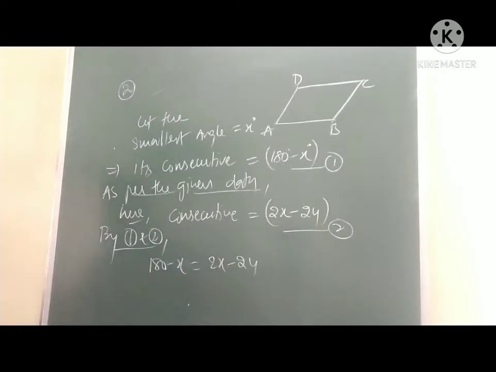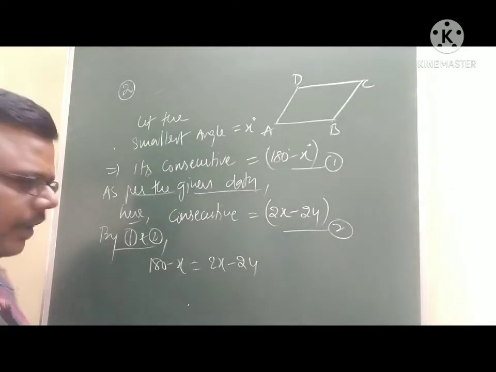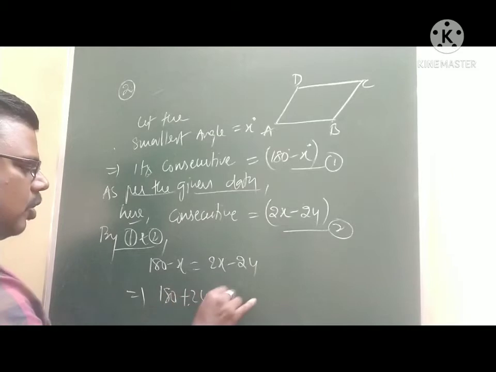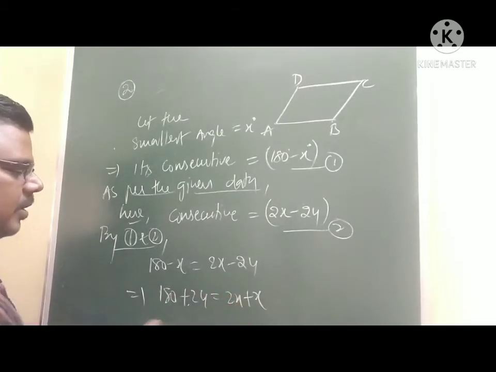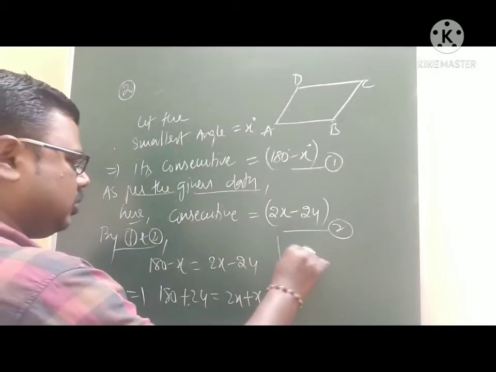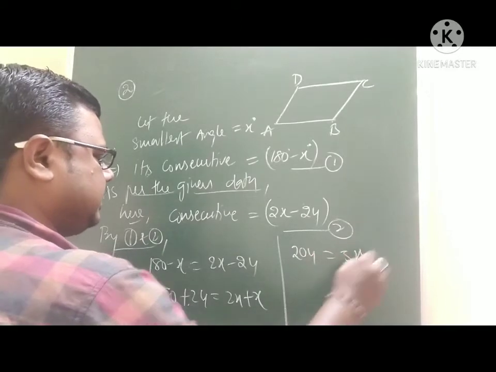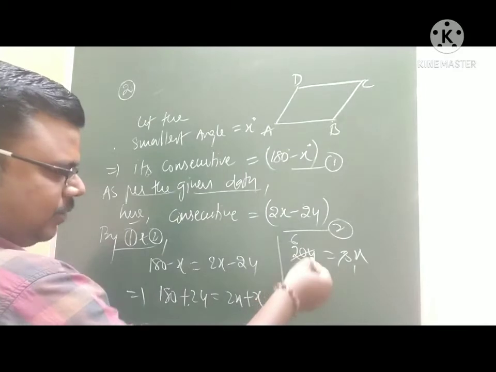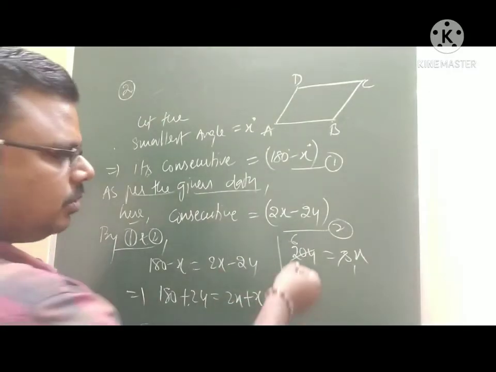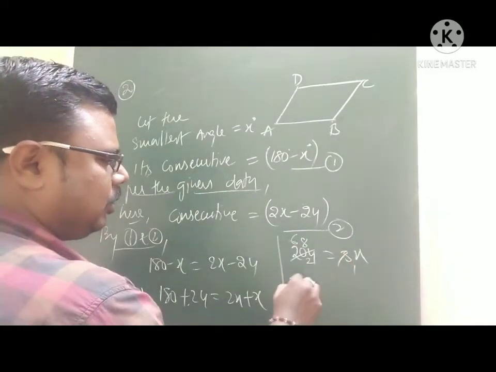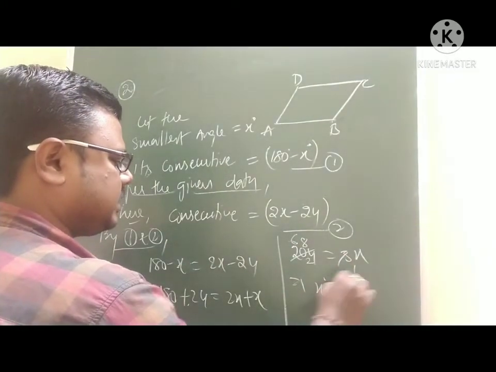Now what we have to do, same thing as we know, we need to find the x value by transposing the terms. So 180 plus 24, 2x plus x. So how much will you get here? 180 plus 24 means you will get 204 is equal to 3x. So 3 ones are 3, 3 sixes are 18, 2 plus 0 plus 4 is 6, it is divisible by 3. So 3 sixes are 18 and 3 eights are 24. So x degrees is equal to 68 degrees.